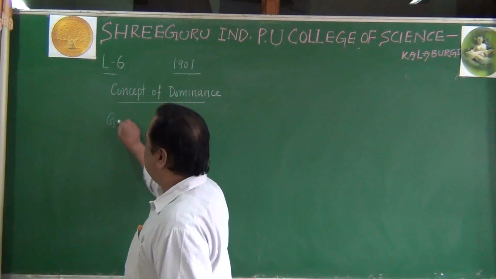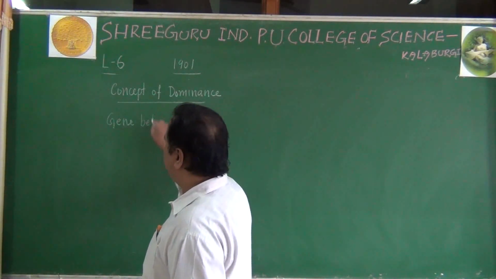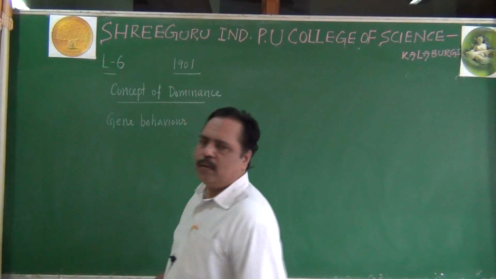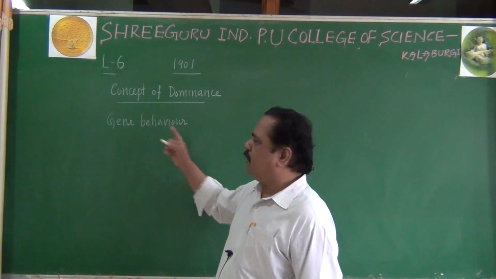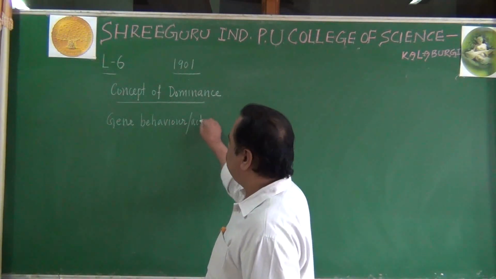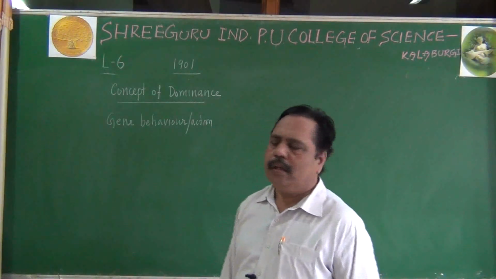You must recall how a gene behaves. Gene behavior we have to see here, or gene action we have to see here. How a gene acts in an individual. So it is called the mechanism of gene action, or otherwise gene behavior it can be called.